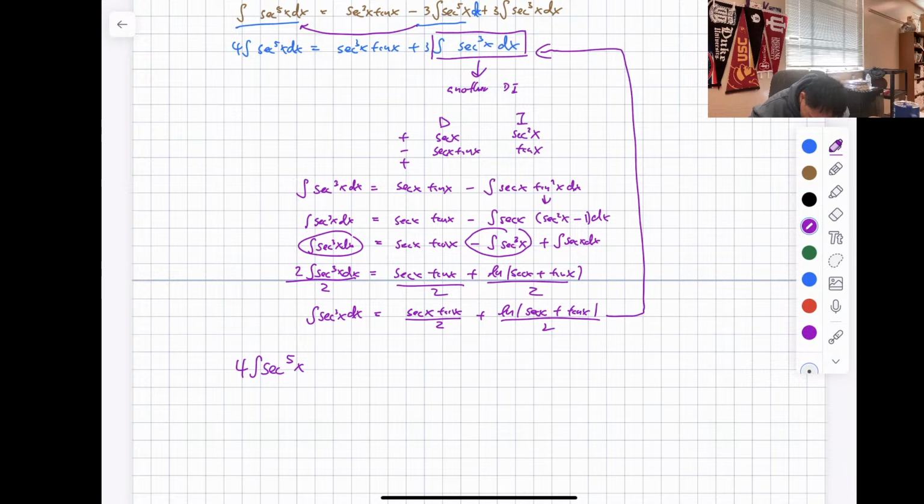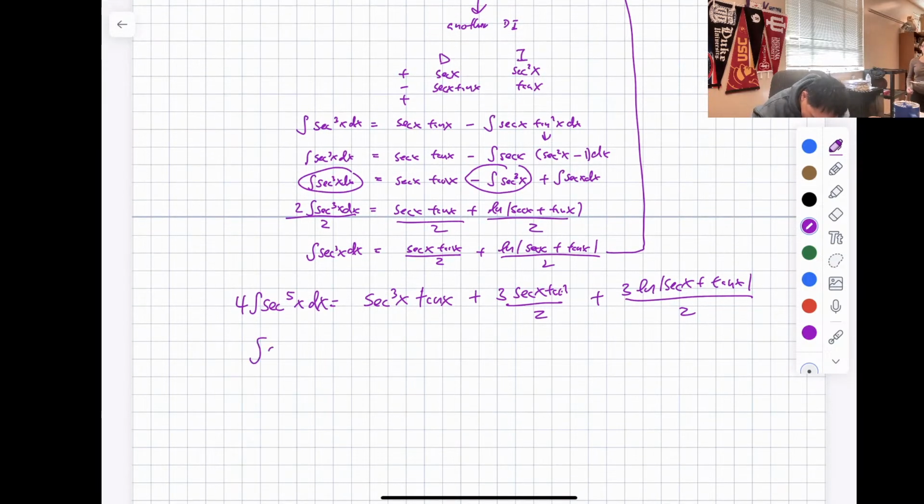So I'm going to rewrite it. It is equal to secant to the third x tangent x, plus now 3 secant of x tangent of x over 2 plus 3 natural log of secant of x plus tangent of x. Almost done. And I'm going to divide it by 4 on both sides and I'm done.